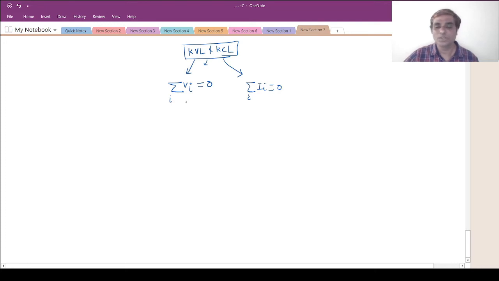Okay, if you know KVL, that is Kirchhoff's voltage law, and KCL, Kirchhoff's current law, that is enough for you to do the circuit analysis. With the help of KVL and KCL, you will be in a position to find the voltage and current in any branch. But it may be tedious. That's why other tools or other methods have come.